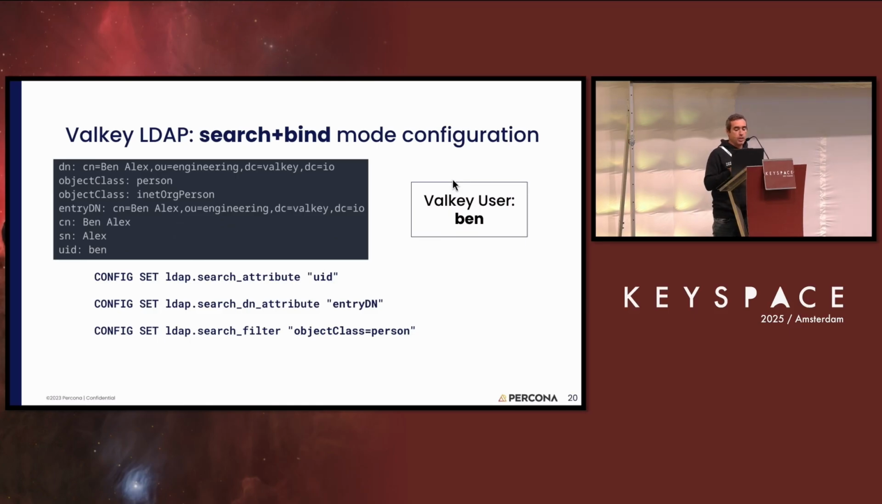Right? So in this mode, you just need to configure three configuration options. You just specify which attribute you want to use for search, which attribute contains the distinguished name. In OpenLDAP, this is usually the entry-DN attribute, and you can also pass a filter where you can basically filter LDAP entries, so you don't need to search the whole directory structure.